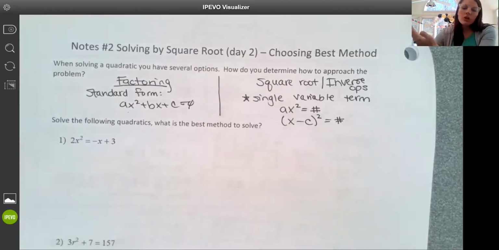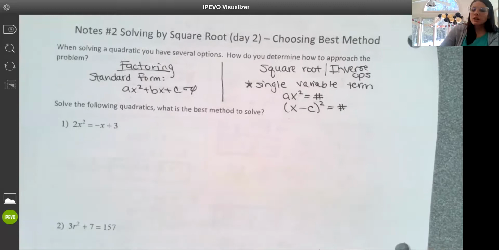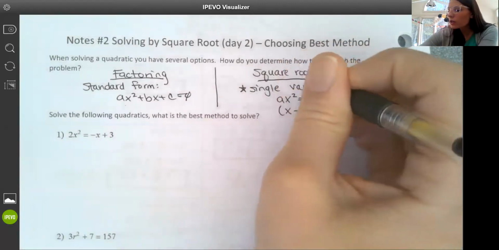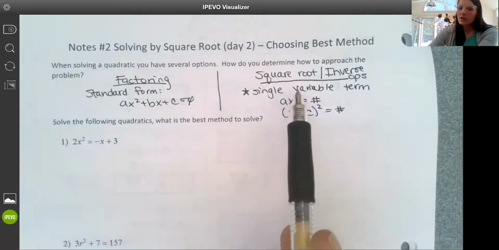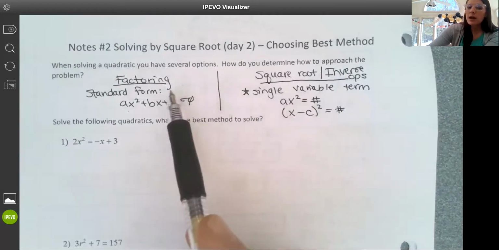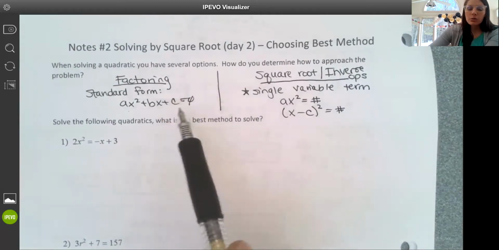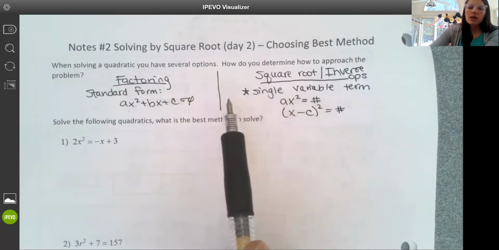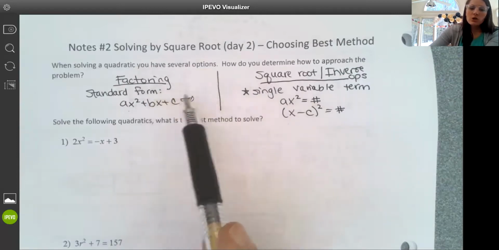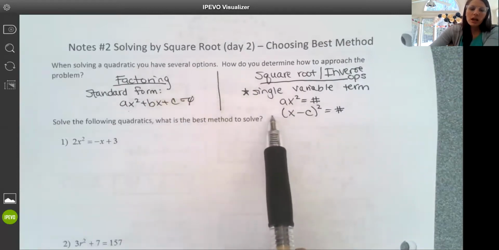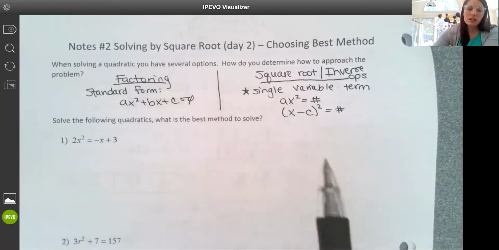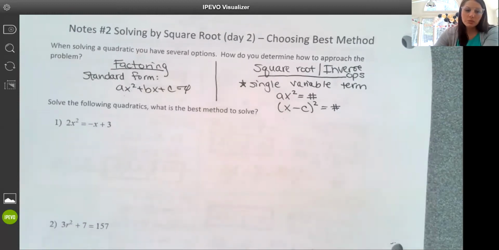Okay, so I only have a single variable term, and then I can use inverse operations or square roots to solve. So when we do the homework today, you're going to have several different looking quadratics, and some of them you can't use this method to solve. Some you have to factor. For others, maybe you could do both. And then some you can't factor, they're not factorable, and this is going to be the only method we have. So part of our goal today is just choosing the best method.